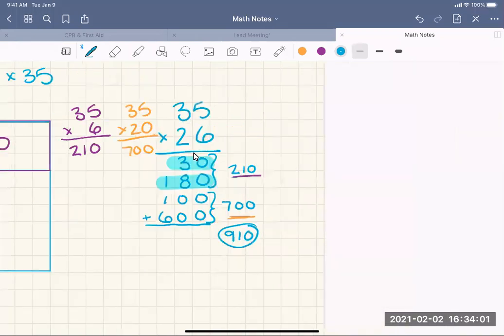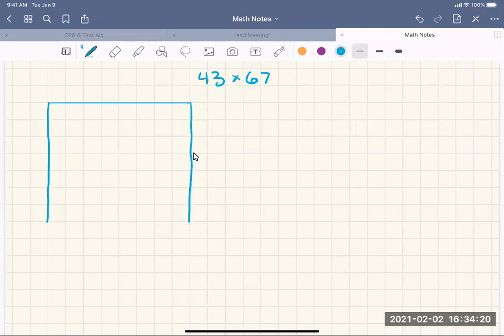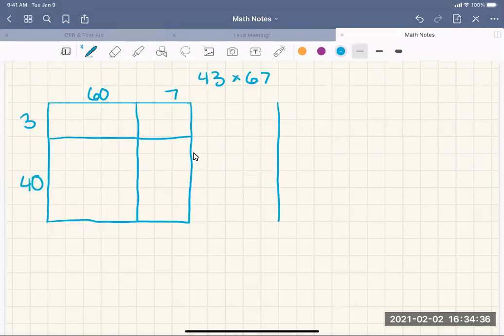Okay, so let's look at the next problem. Let's see if we can draw this out. We're going to do 43 times 67. And we're going to look at it two ways. We're going to look at it using 4 partial products. And then we're going to look at it again using 2 partial products where we put our top number back together.